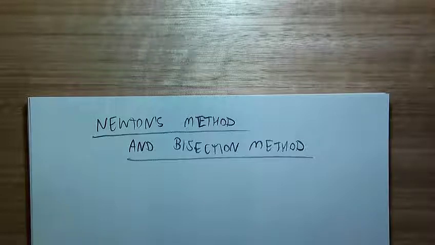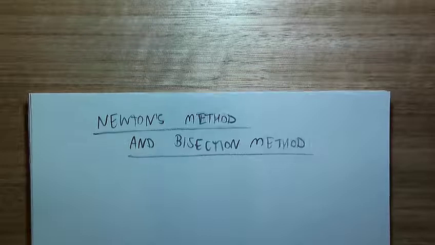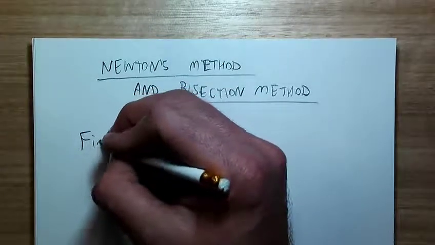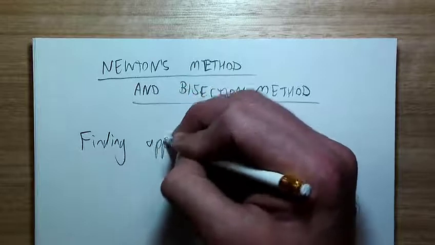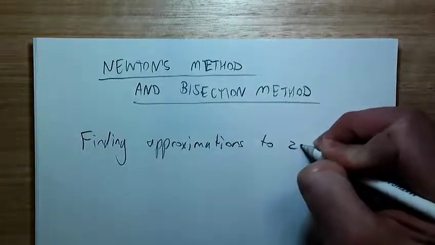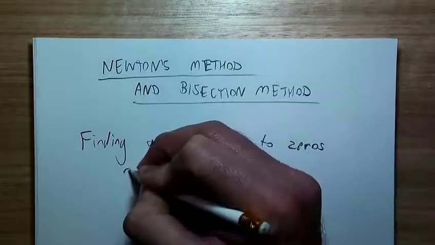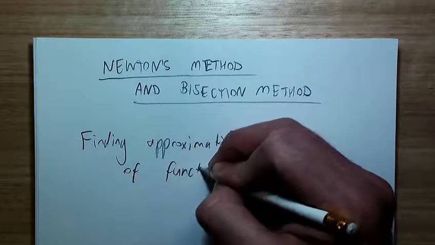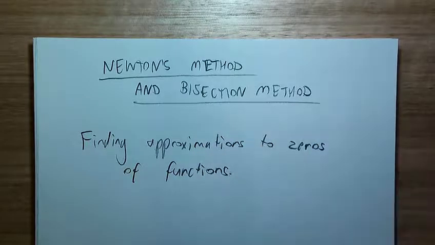So the subtitle of this is sort of finding approximations to zeros of functions. I mean, that's what it is. That's what they're for. They're both for this purpose. So each of them has its advantages and disadvantages.